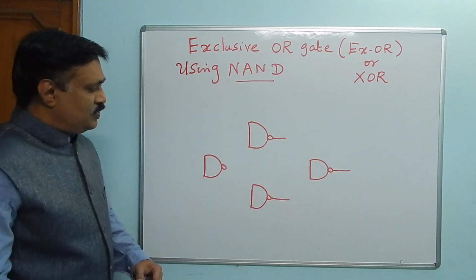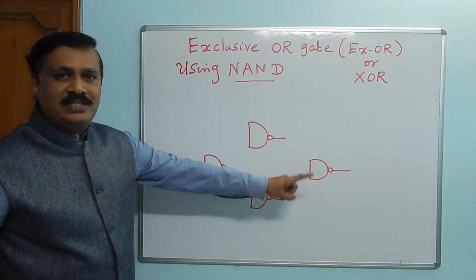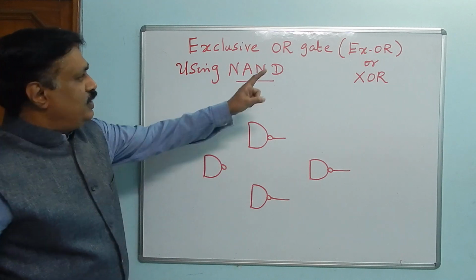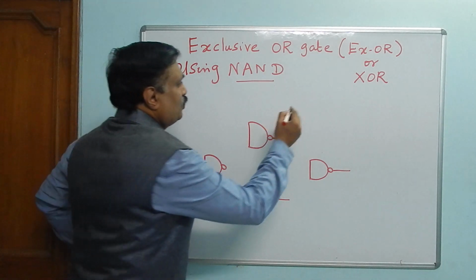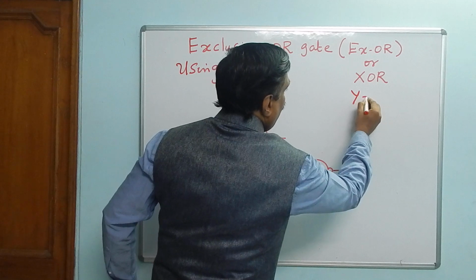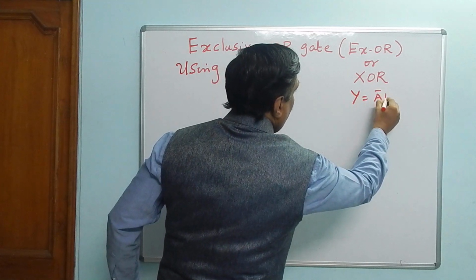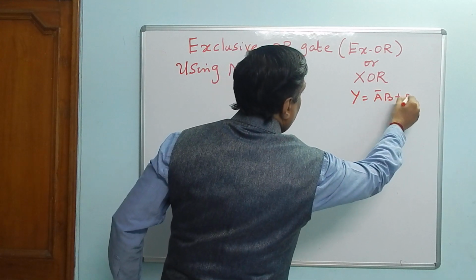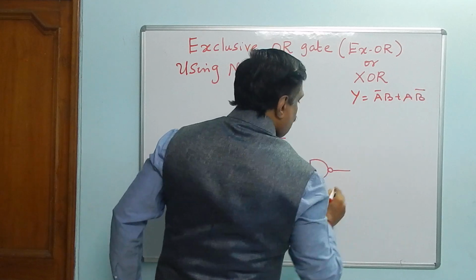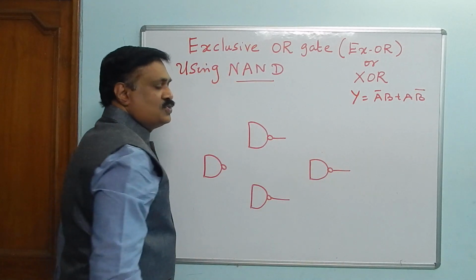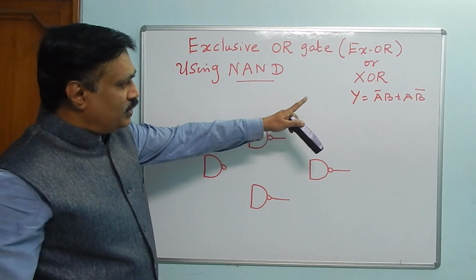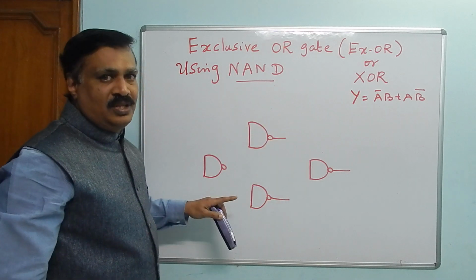Okay. Just take 4 NAND gates like this. And for the XOR equation you are going to get Y equal to A bar B plus A B bar. This should be your output. For that we are designing like this.